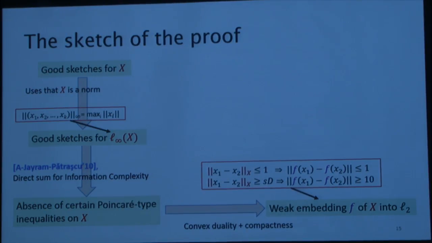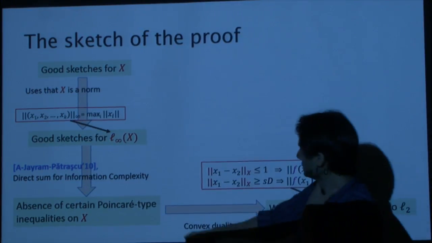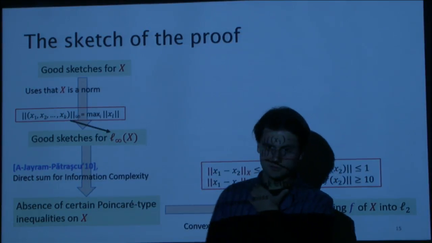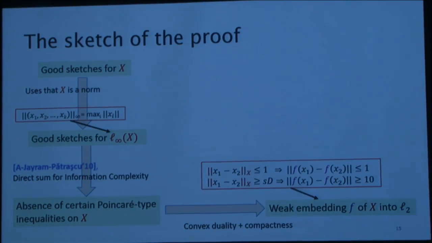Up to now, you're not using the norm, right? At what point are you using the norm? Here's the first time we use the norm. Even the first one? Yeah, just to get here, to prove that good sketches for X imply good sketches for L infinity of X. You use a norm? Yeah. It's not for a metric? Sorry? You cannot do this. We don't know how to do it.